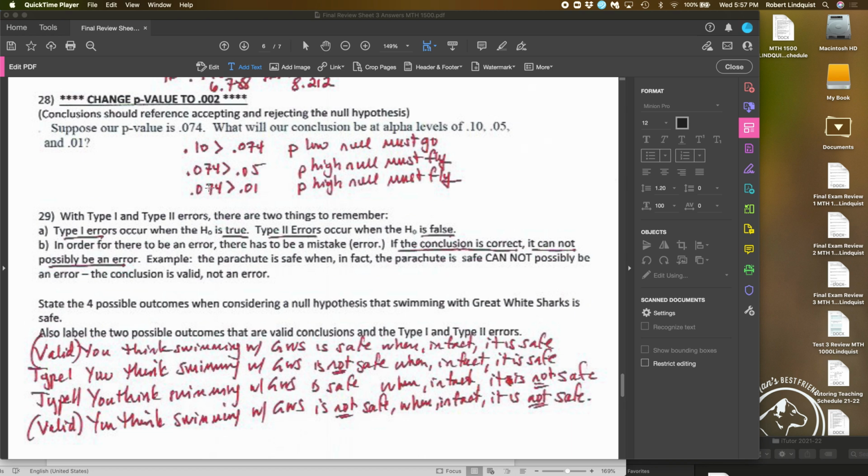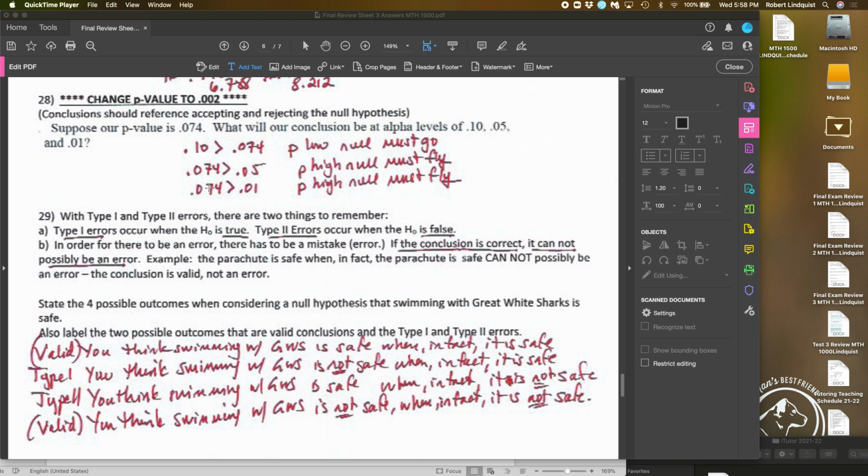And the last part of this particular page involves type 1 and type 2 errors. There are two things to remember. Type 1 errors occur only when the null hypothesis is true. Very important to remember that. Type 1 errors occur when the null is true. Type 2 errors occur when the null is false. And the other thing you got to remember is, if the conclusion's correct, it's not an error. So you can't possibly have an error if the conclusion is correct. For example, if the parachute is safe when in fact it is safe, that can't be an error. You're concluding it's safe when it is safe, so it's not an error.